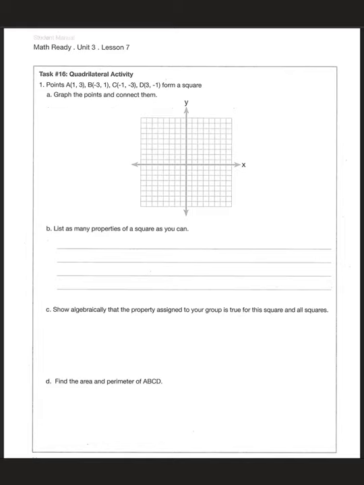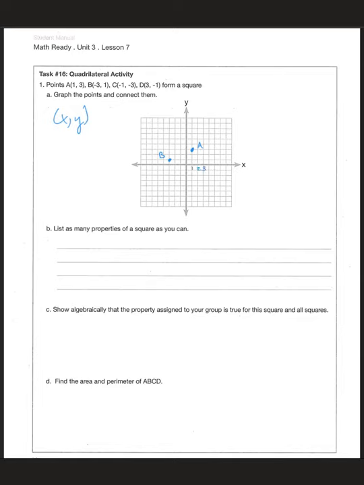Points A, B, C, and D form a square. Graph the points and connect them. So to graph, you know every point has an X and a Y. And you always start with the X. The first point is 1, 3. So you go to the X axis at positive 1, and then go up to 3 on the Y. And then this is A. Okay, point B is negative 3, 1. So you go on the x-axis over to negative 3 and up to positive 1. And this is B. And if it helps you to label it, go right ahead.